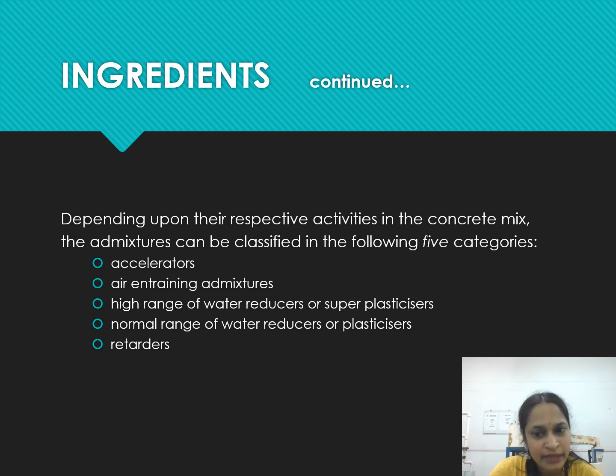Some of the main types, five categories of admixtures used, are accelerators, which speed up the setting time, mostly used in tunnel liners and all. Then air entraining admixtures, which we have already seen, and high range water reducers, or superplasticizers, as we call them. Normal range water reducers, or plasticizers. Then come the retarders. Retarders are the admixtures we use where the mixing site and the placing site are far away, so we use them to increase the setting time.